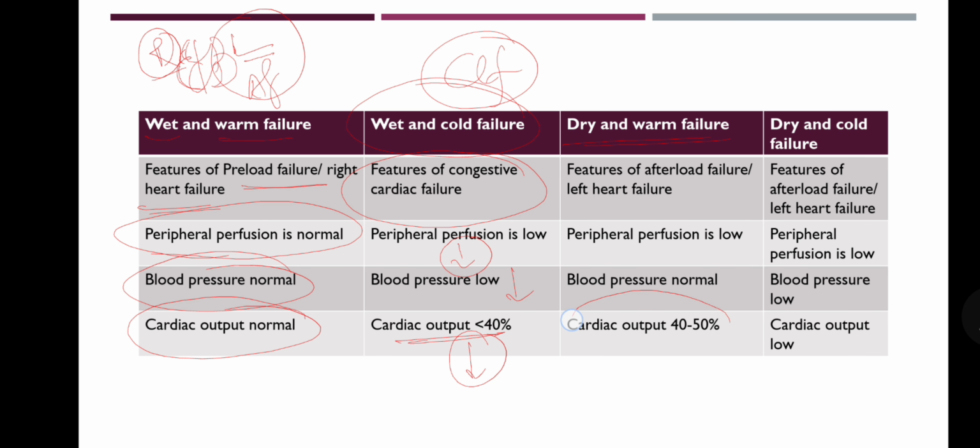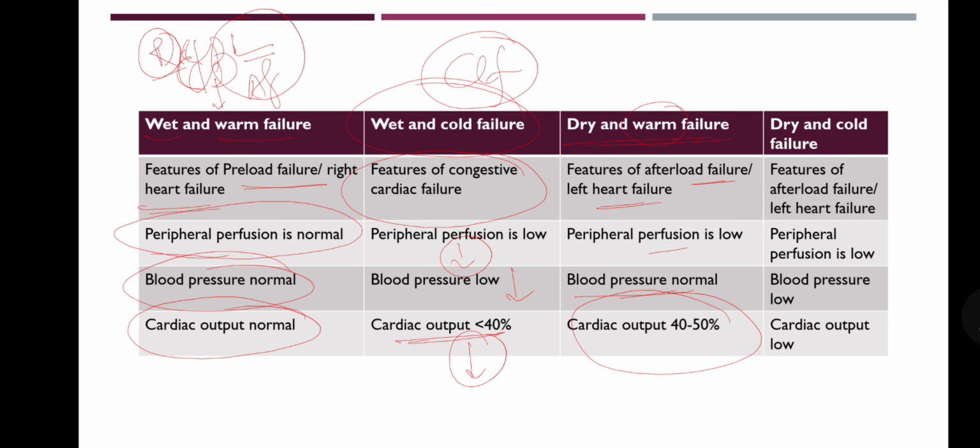That means cardiac output is quite normal as it is warm, and the blood pressure is also normal, but there are features of afterload failure or left heart failure. That means the heart is unable to pump enough blood from the left heart to the body, but the cardiac output is quite normal to manage the demand. So this is dry and warm failure. It is also called afterload failure, and the signs are bilateral basal crepitations along with respiratory distress.